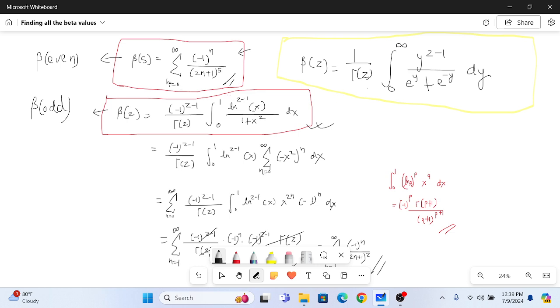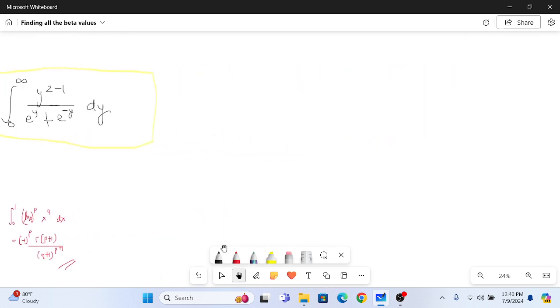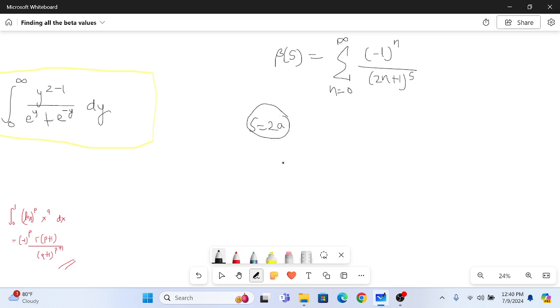Now let's try to find the even beta values in terms of digamma. So we know that beta of s is equal to the sum from n equals 0 to infinity of -1 to the power n by 2n plus 1 to the power s. Yes. Now let's say s is 2a. For s equals 2a, an even s, I can say that beta of 2a is equal to the sum from n equals 0 to infinity of -1 to the power n by, if s is 2a, then we have 2n plus 1 to the power 2a.